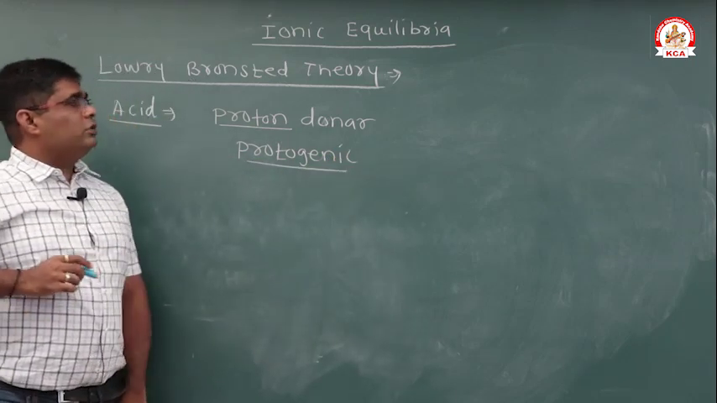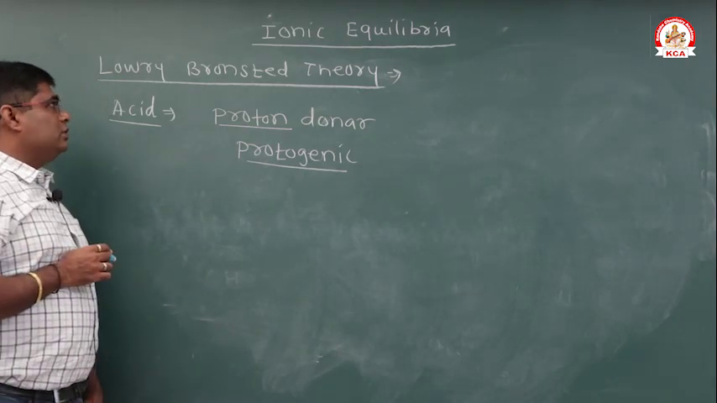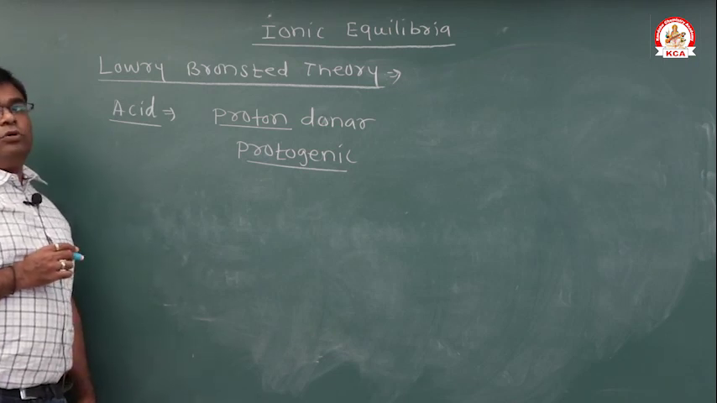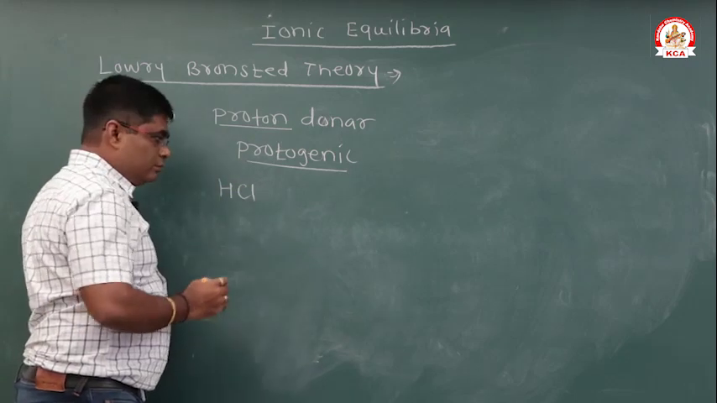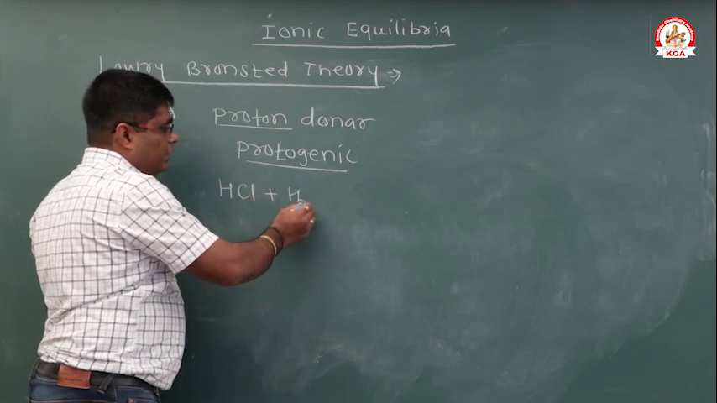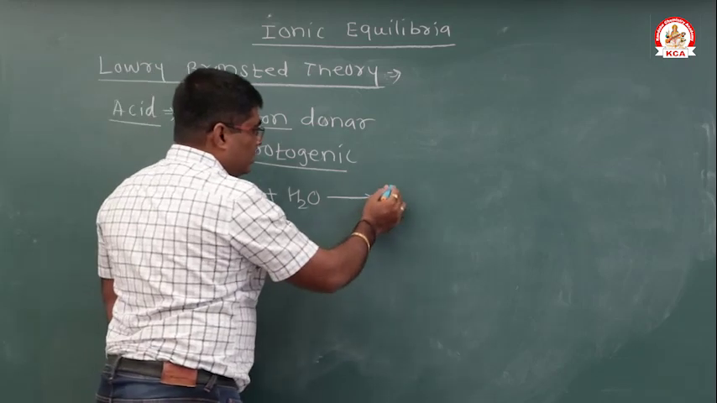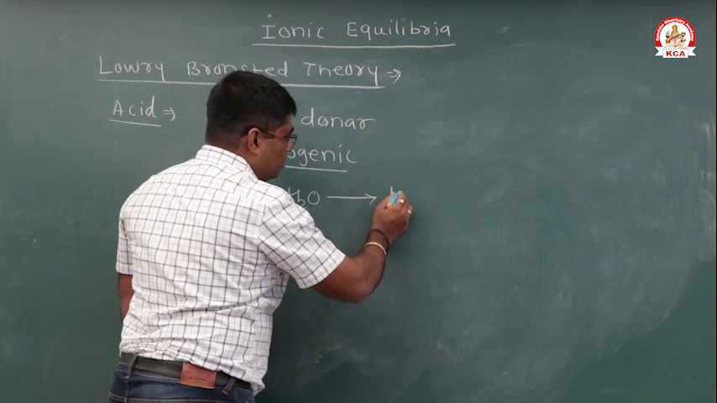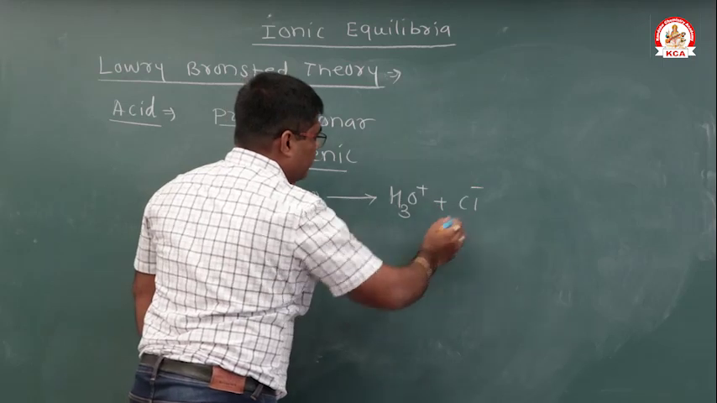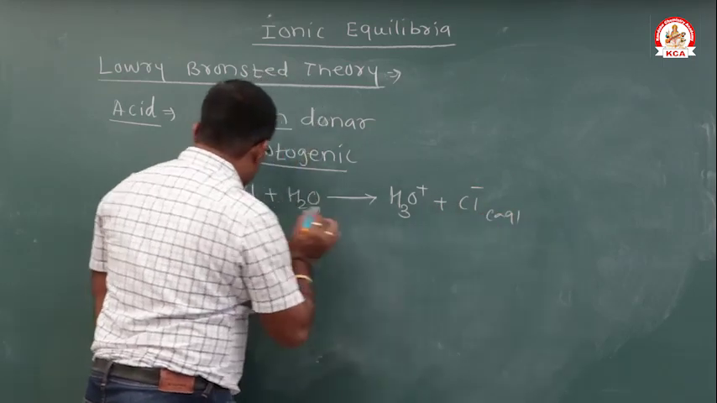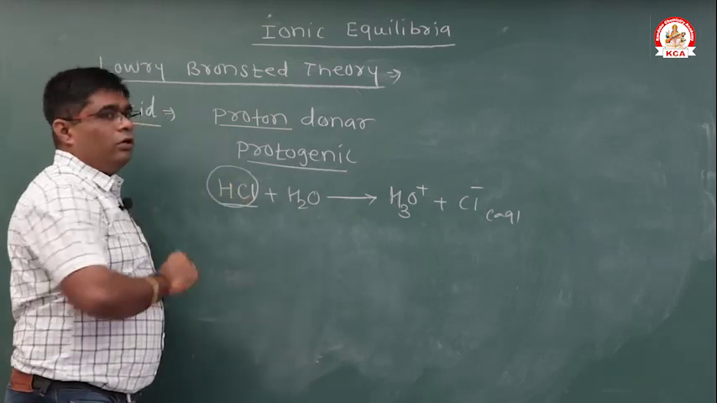So what is the Lowry-Brønsted acid? The substance which donates the proton to another substance is known as the acid. Acid is protogenic. For example, here we consider HCl in aqueous medium, that is H2O, and then what happens? This HCl donates the proton and forms H3O plus. So water accepts the proton, and then Cl minus. So this HCl is the acid according to this theory. Why? Because it is the proton donor.